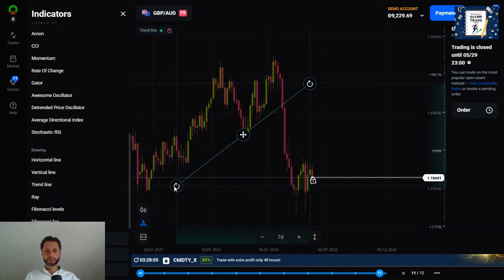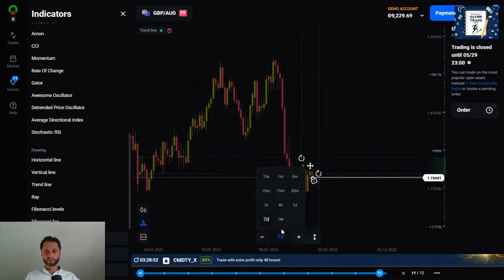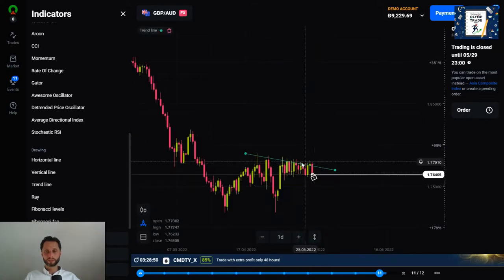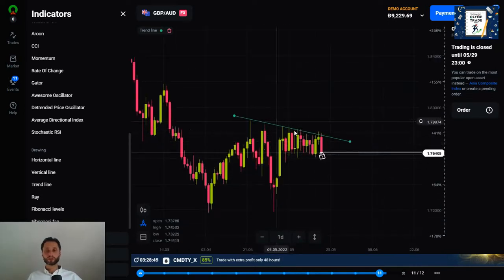Very clear, very obvious trend line. If I go down to the 1 day, right here, you can see this trend line. What does that mean? If this trend line was being respected, if it was a real trend line, so to speak, the market would have just headed down. At the moment, it hasn't done that. It's been ranging for several weeks now in this tight range.